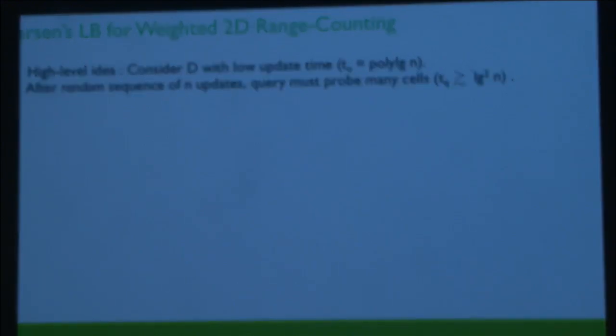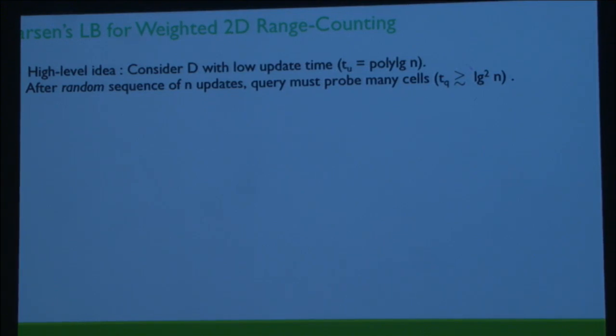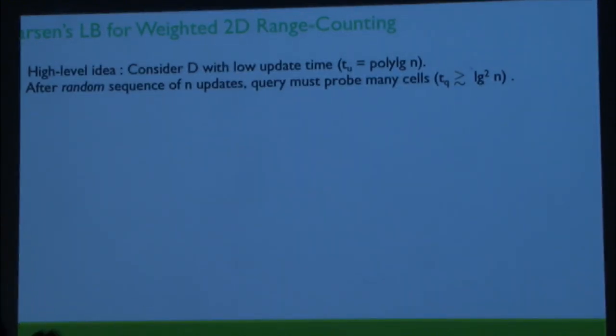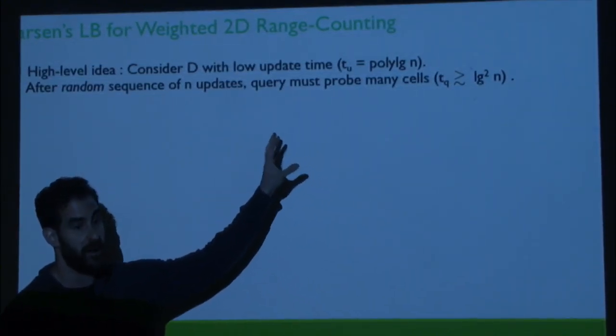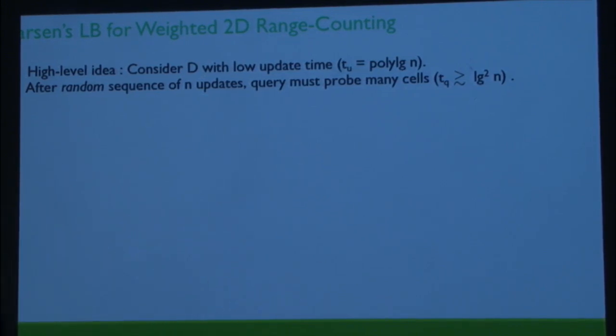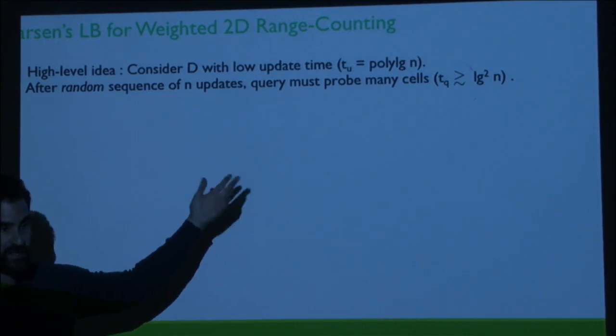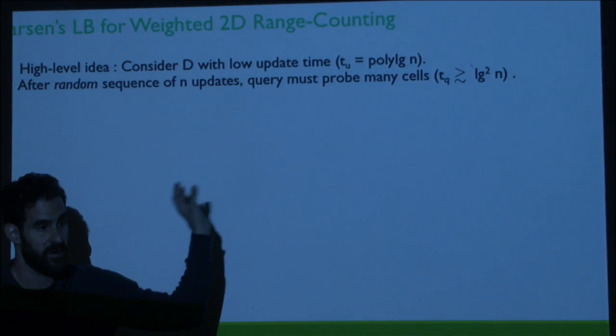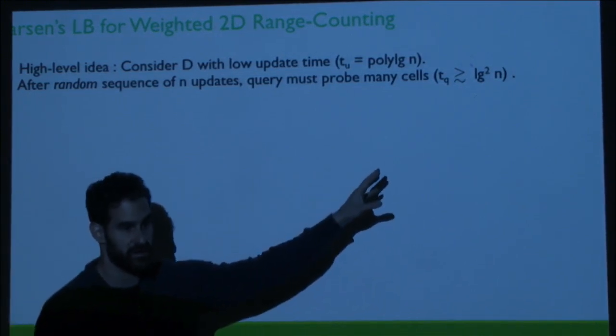Okay, so what is the high-level idea? I want to give you a 10, 15-minute sketch of the high-level idea, and we'll see why it fails for the Boolean problem. The idea is to say that if we have a too-good-to-be-true data structure that has not too fast update time, so polylog n, then after a random sequence of updates, where each update just chooses a random point and assigns it a random weight, a random query must probe in expectation a lot of cells from this update sequence, so roughly log squared n.